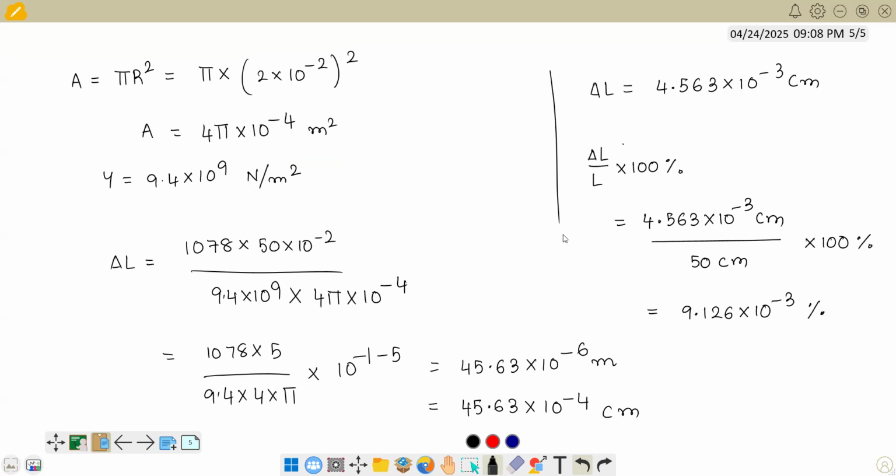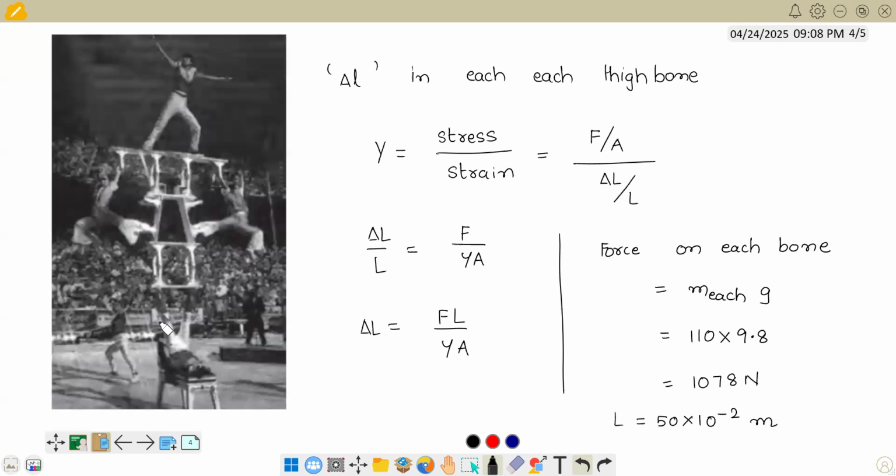So the fractional change in length in this problem is roughly 0.0091%, which is extremely small. This is such a small percentage, it may not damage his bones that much. So this is the calculation, but practically, as I told you, these won't experience just this force.